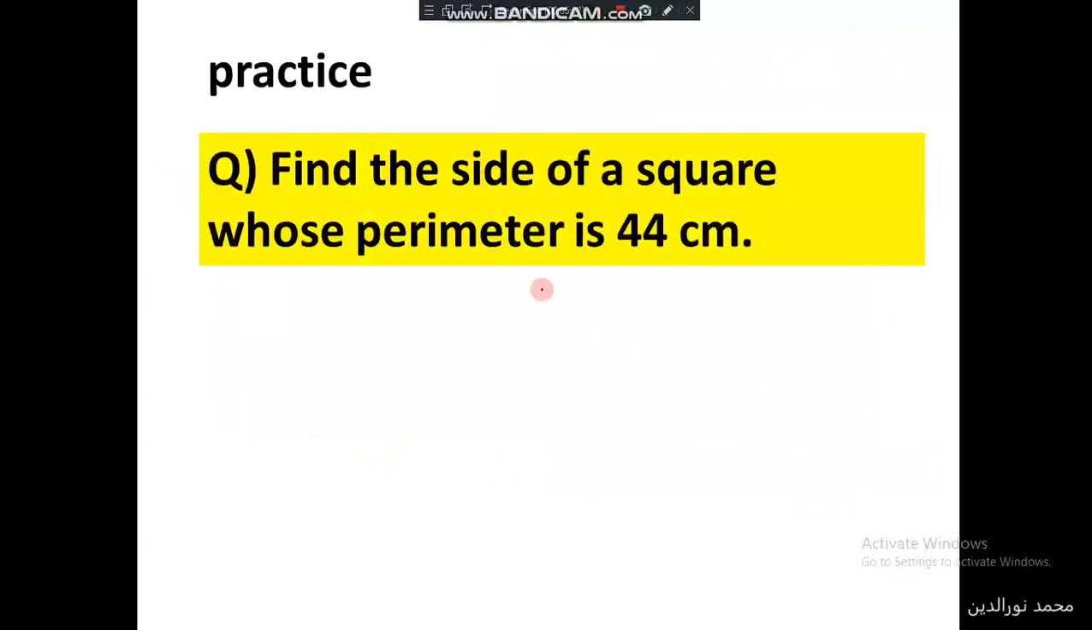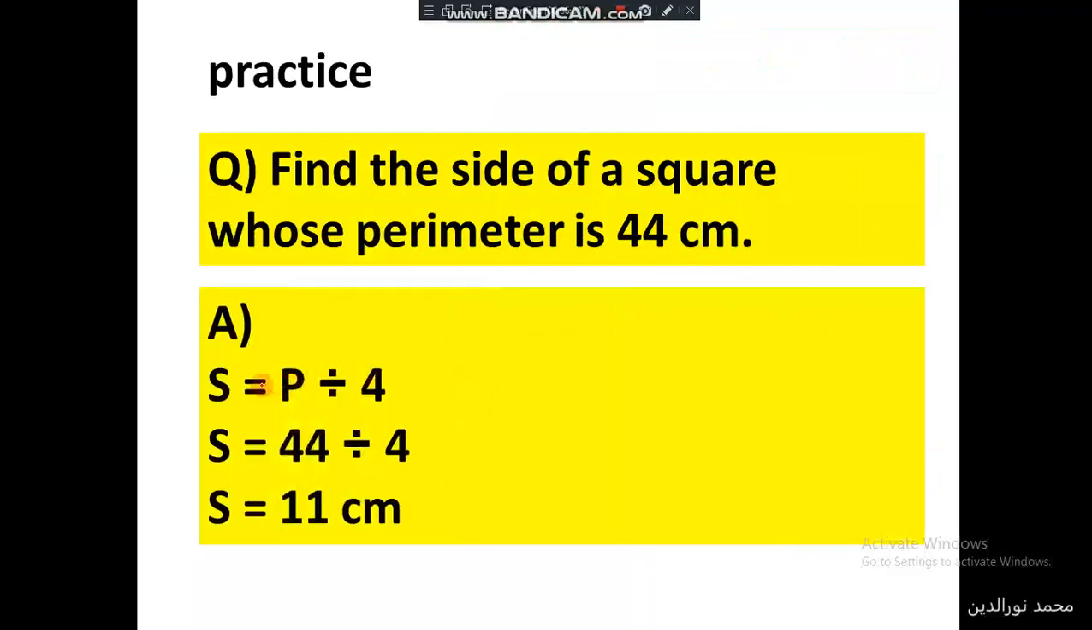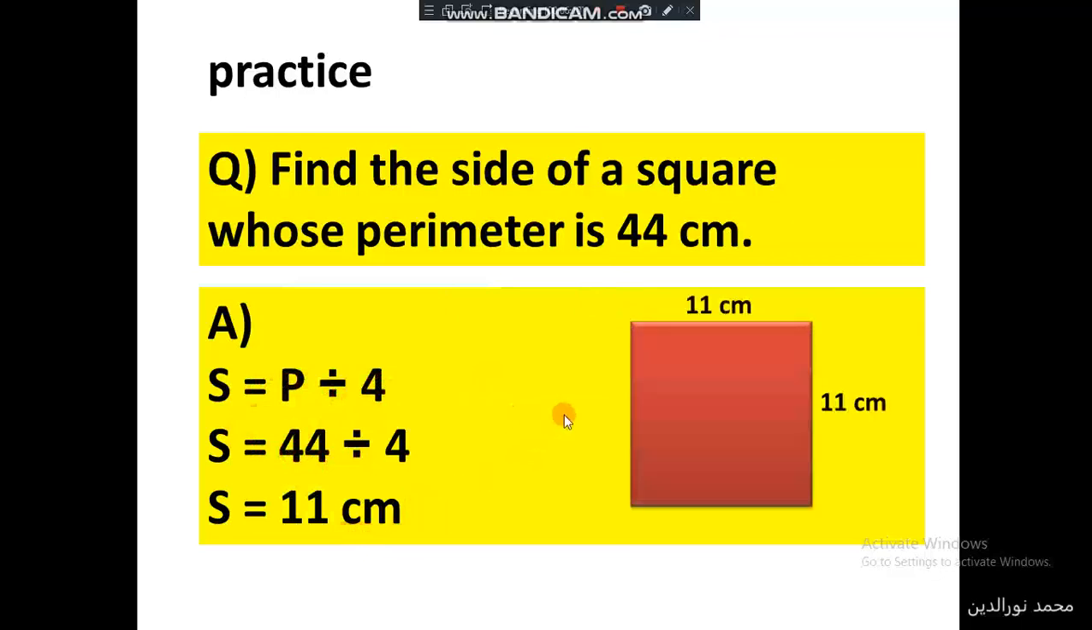Practice. Find the side of a square whose perimeter is 44 centimeters. So we say that side equals perimeter divided by 4. Side equals 44 divided by 4 and it's 11 centimeters. Let's check that. If you have a square, 11 and 11, 22, 33 and 44 centimeters.